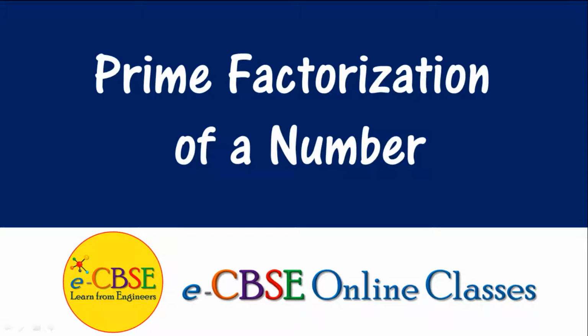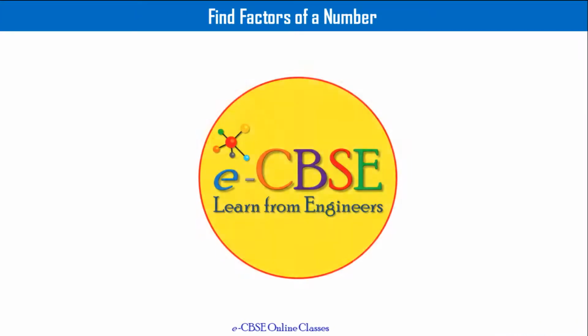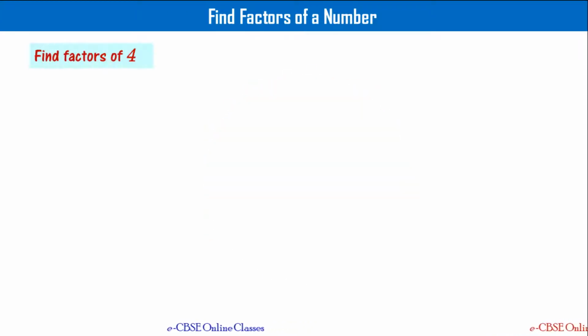Let's learn about prime factorization of a number. Before that, let's quickly recall finding factors of a number. For that, let's find factors of number 4. What we do is we divide number 4 with various numbers ranging from 1 to 4 such that we can find factors of number 4.